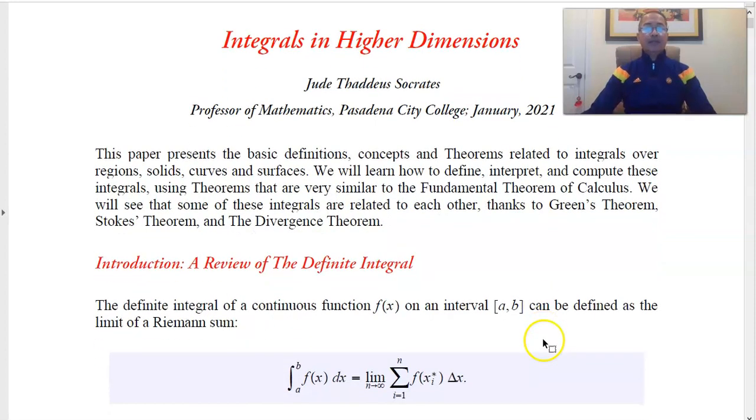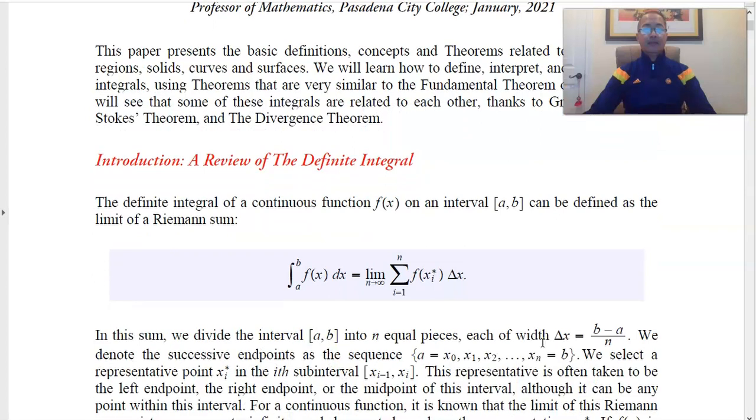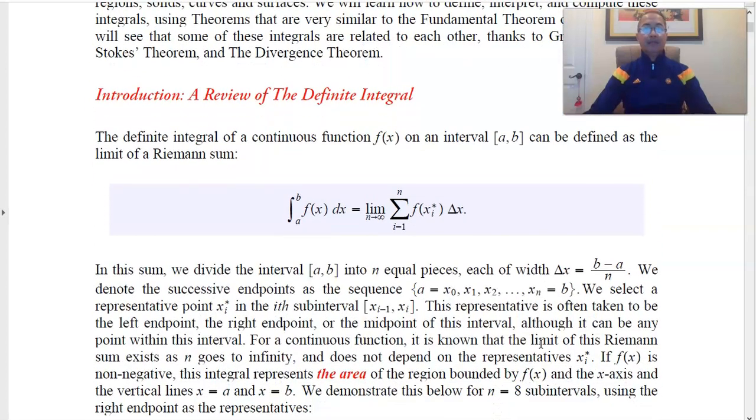So when we did the definite integral in basic calculus, remember these are the basic steps, right? We have an interval a to b, the domain of our continuous function. And the first step is to divide that interval into several pieces, okay? So each piece has width delta x, and that's b minus a over n. And that creates a partition on your domain from a to b, okay? So the definite integral, of course, is the limit of this Riemann sum.